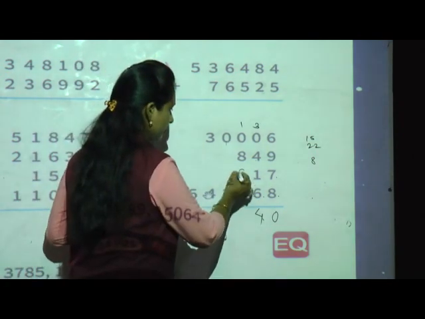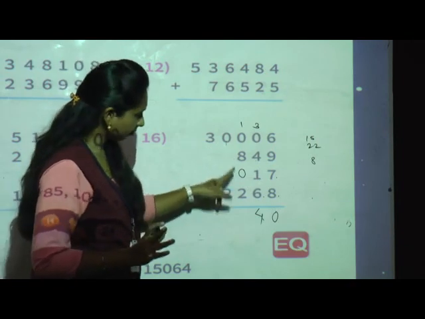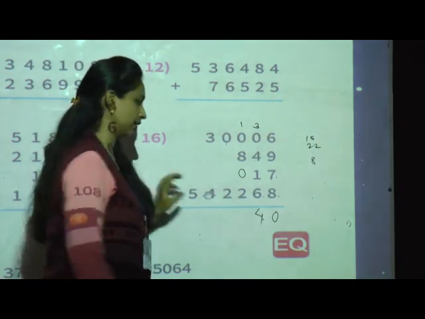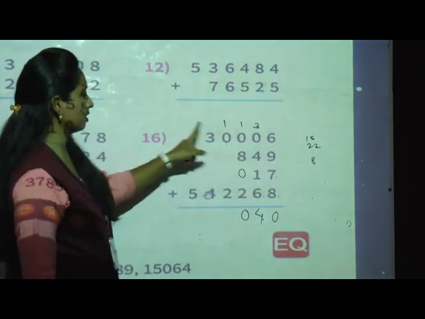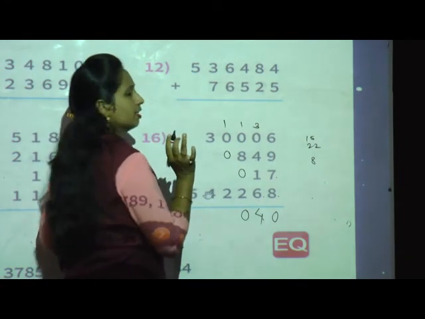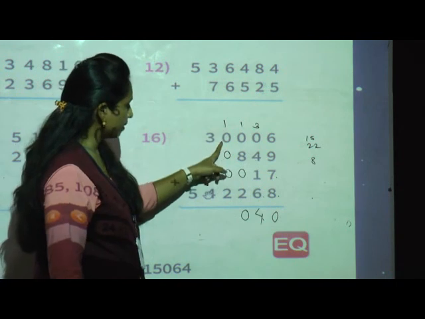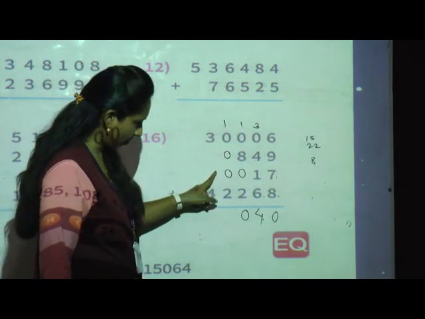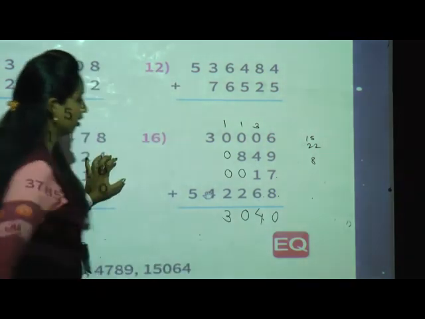Here nothing is there, means what is there? 0. So 1 plus 8 is 9. 9 plus 2 is 11. So 0 here and 1 will carry to the thousands place. Now 1 plus 0, 1 only. Here nothing is there, means what is there? 0. Okay, here also 0. So 1 plus 0 it became 1 only, and 1 plus 2 is 3. Okay.